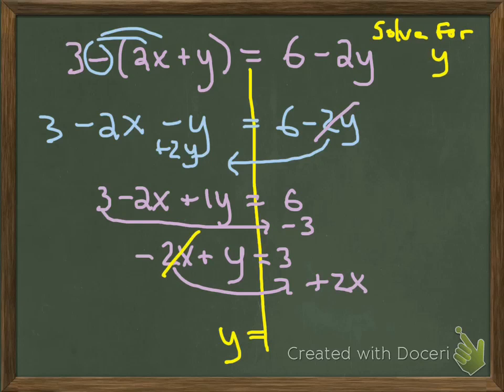If the 2x flips over, I get y equals 3 plus 2x. So 3 plus 2x, or I could say 2x plus 3, either or. And there is my answer.